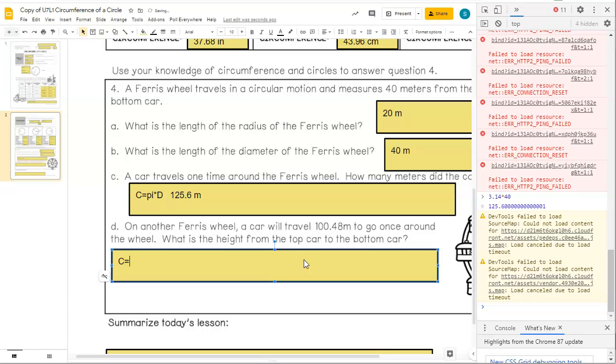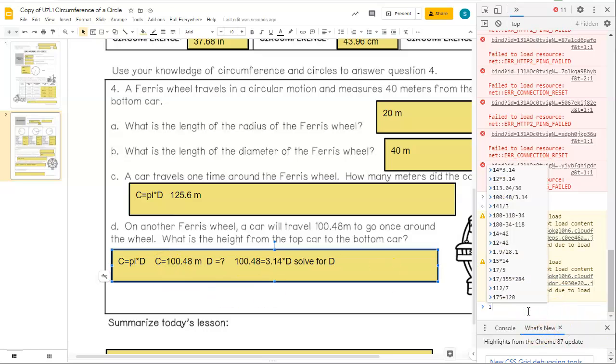So we use our formula, C equals pi times d, but in this case, and again it's reconnecting, so I'll pause here. So C equals pi times d, but in this case we know that C equals 100.48 meters, and the d is the thing that we're trying to find. So we set up our equation, and we want to solve for d. Okay? Well, here, how do we get rid of a multiplication? We know we divide both sides by 3.14.